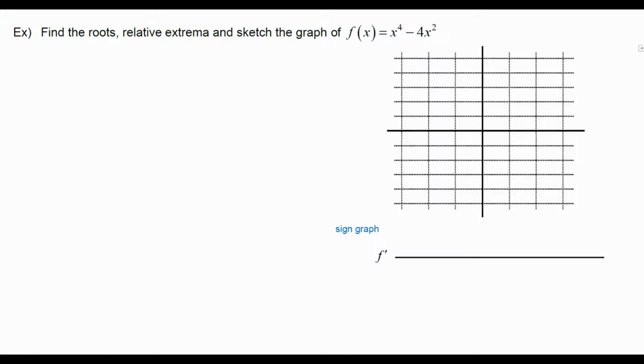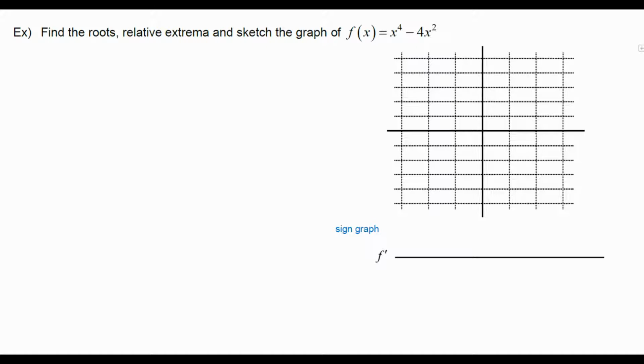Okay, find the roots, relative extrema, and sketch the graph of f of x equals x to the 4th minus 4x squared. So we're going to locate the zeros of this function. Zeros are the roots. And then we're also going to find the relative extrema. We're going to know when the function is increasing and when the function is decreasing. So therefore, we're going to have a very good sketch of f of x.